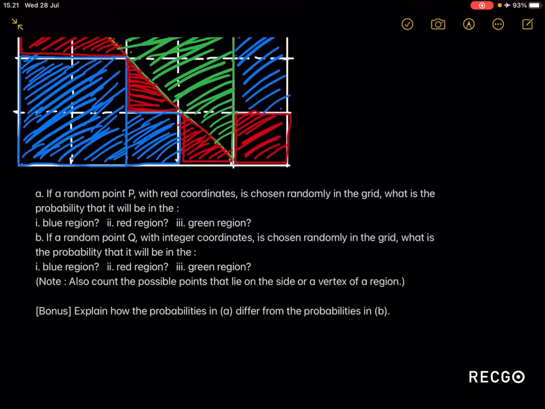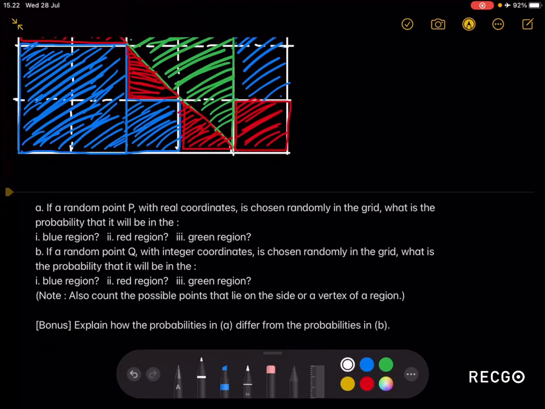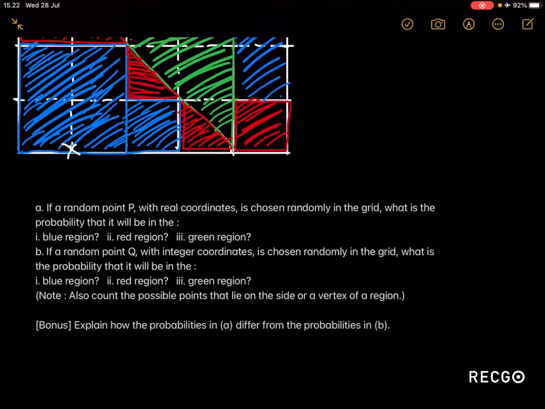And for part B, this is pretty much similar to part A, but with integer coordinates in this case. For part B, we need to also count the possible points that lie on the side or vertex of a region. So we need to count any possible points. For example, right here, this is considered to be in the blue region. So that's what it basically means.